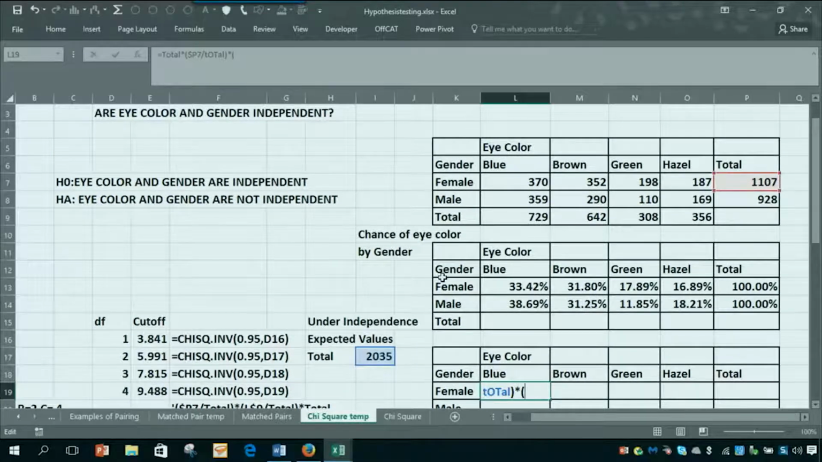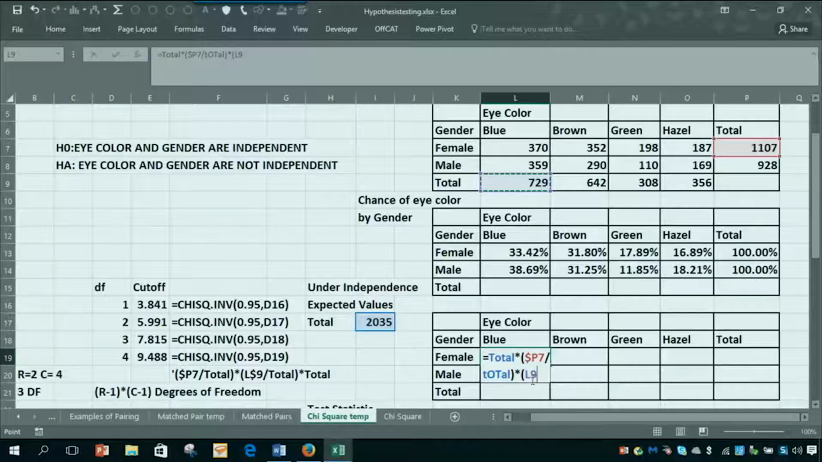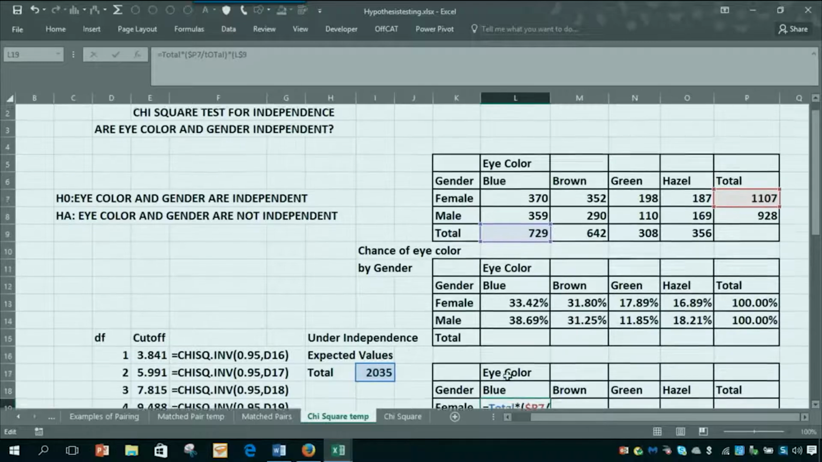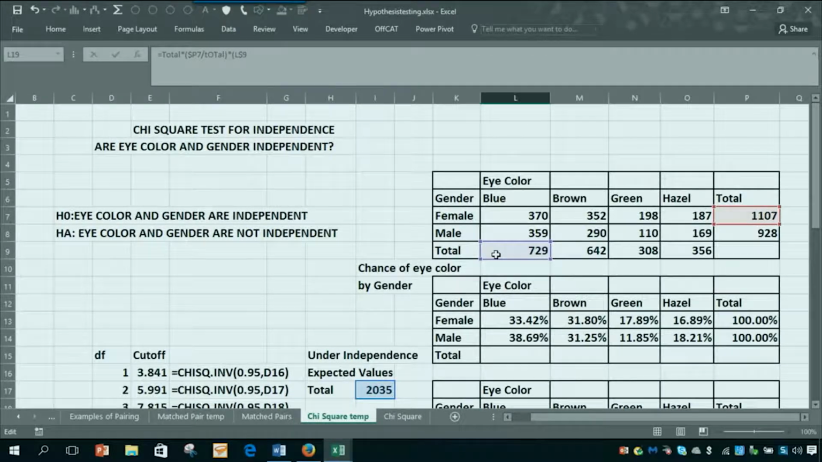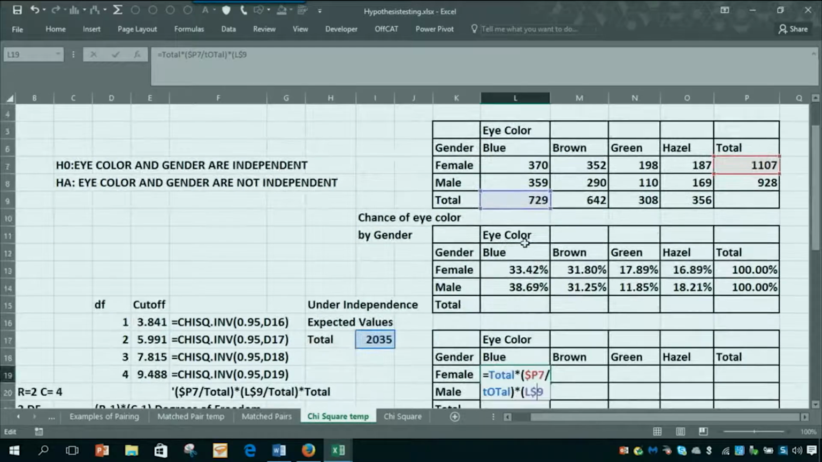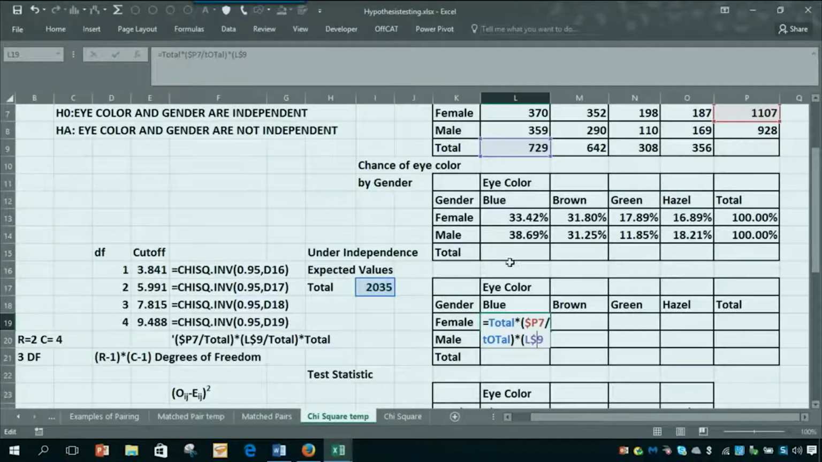Okay, so blue eyes would be right there. Now I'm going to need to dollar sign the 9, because if you think about this, when I copy this across and down, what do I want to change? I don't want the 9 to change because I've got my totals there. But I do want the L to change, because I want to get different color eyes as I go across. So that's L9 divided by the total.